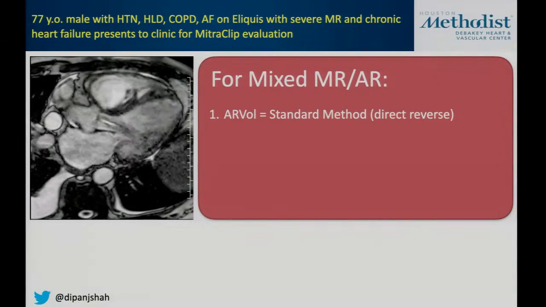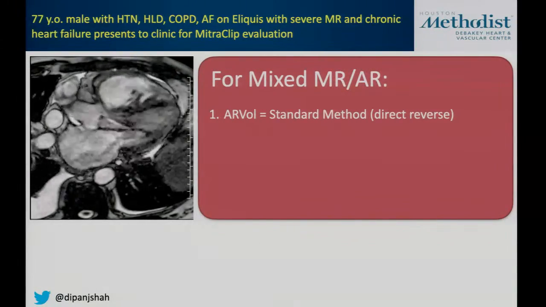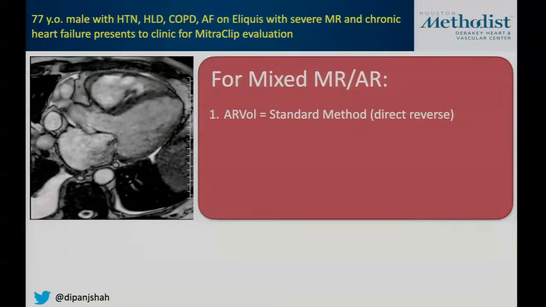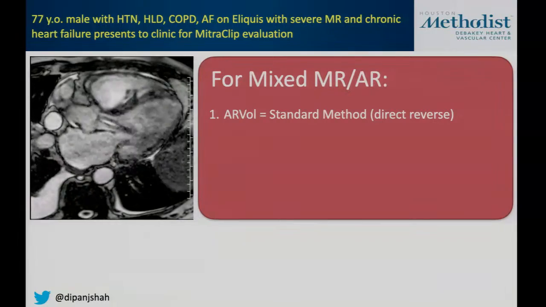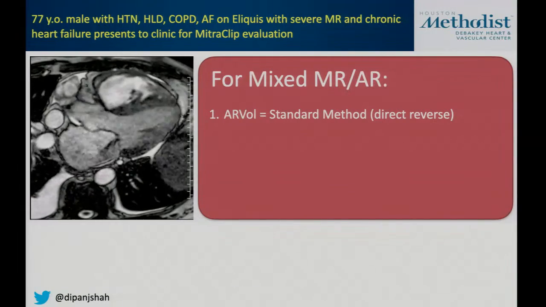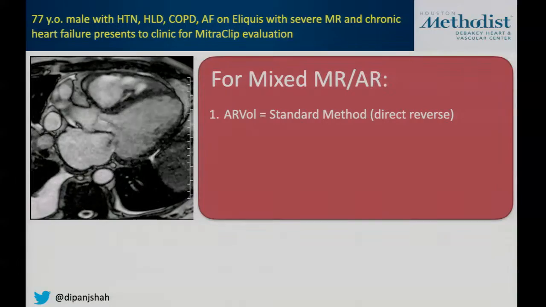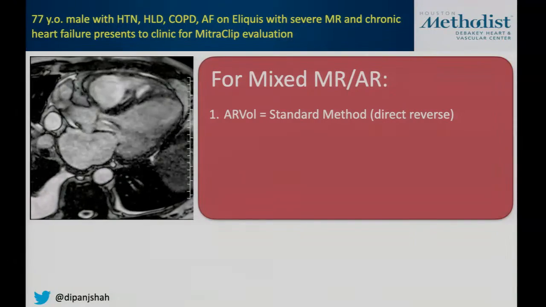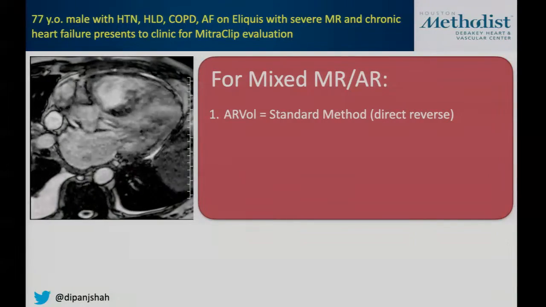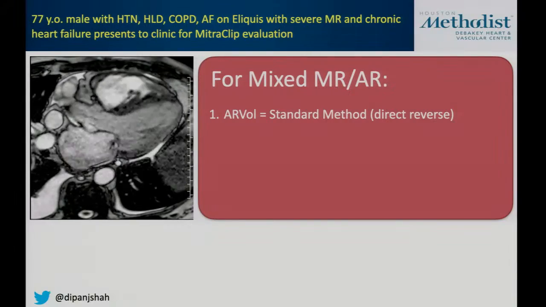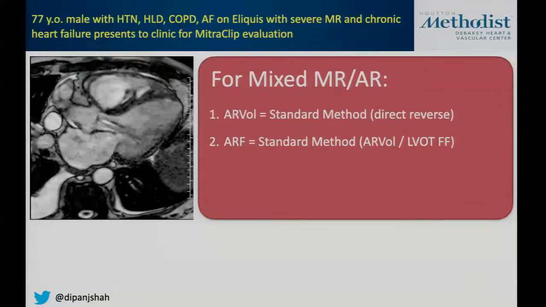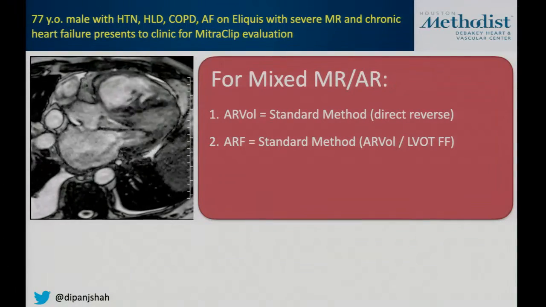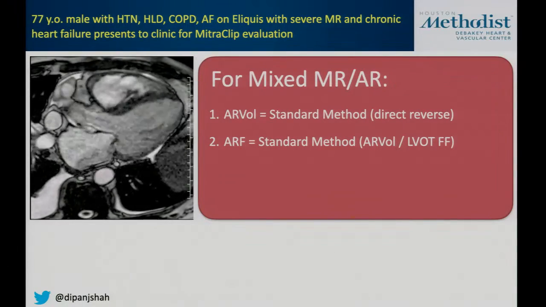So the basic principle here again is that if you have mixed MR and AR, the way that you do the aortic regurgitant volume is just by the standard approach of measuring the reverse flow in a phase contrast plane above the valve, or you could do the indirect flow approach of measuring the forward flow across the LVOT to the pulmonary artery net flow. And then your regurgitant fraction is done the standard approach, reverse flow across the forward flow across the aortic valve.